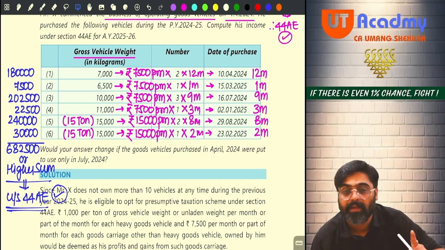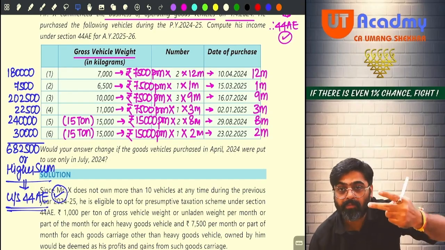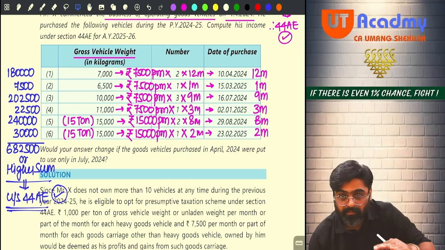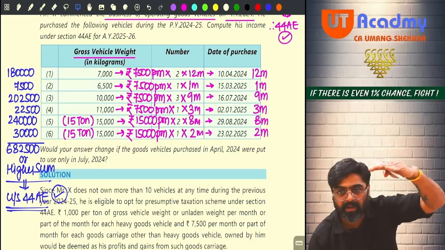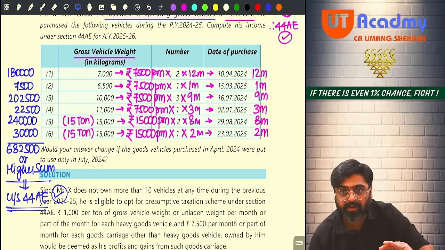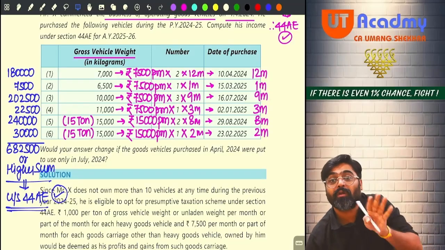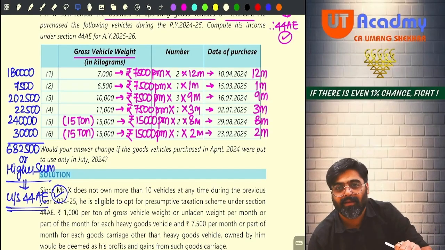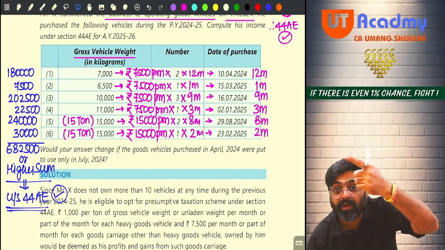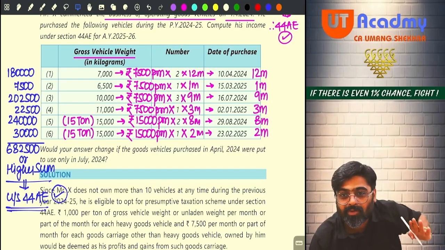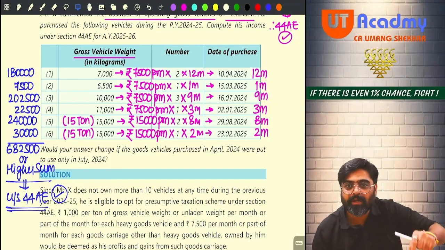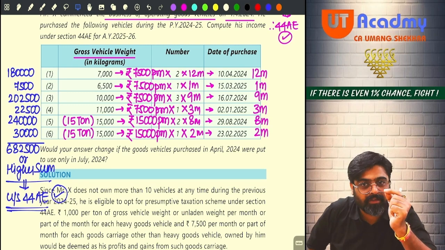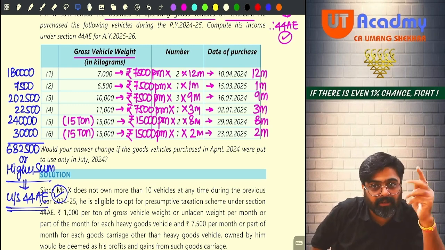As on February. When you will buy 2 vehicles in February, before February till January, you had the ownership of 8 vehicles. So in the month of February, when you buy 2, you will become the owner of 10 vehicles as on February. Now the moment you buy that 1 vehicle in the March month, your ownership will cross 10. So at any time during the previous year, even for a single day, the ownership exceeds 10.